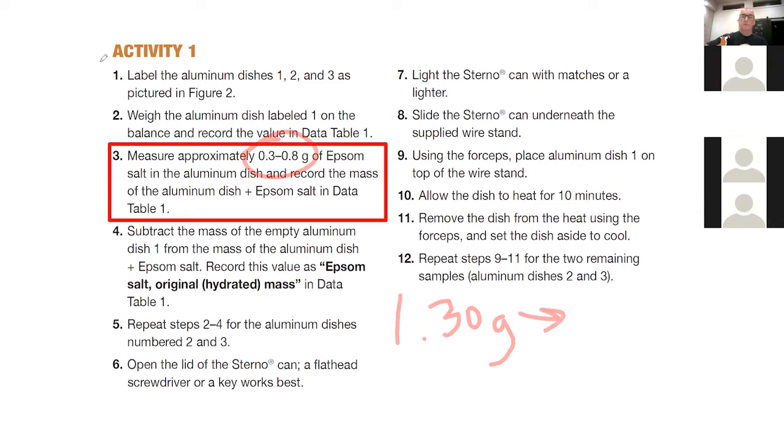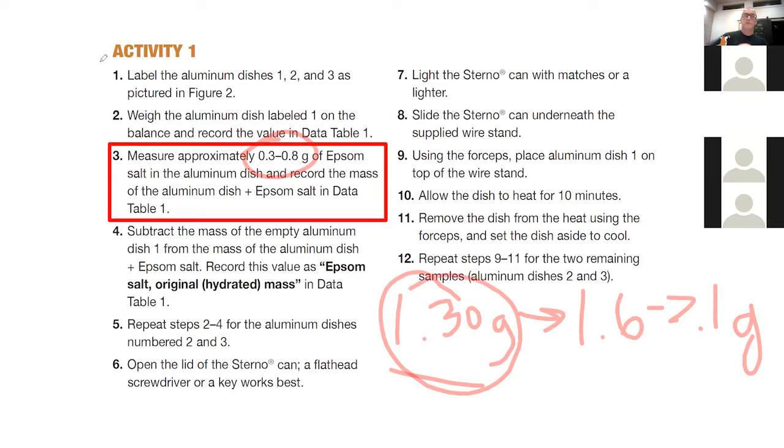So if it's around 1.3, we're going to want to add salt till we get to somewhere between 1.6 and 2.1 grams. Then when you're doing your calculations, when we subtract the mass of the dish from the original salt, that's going to be the mass of our hydrate.